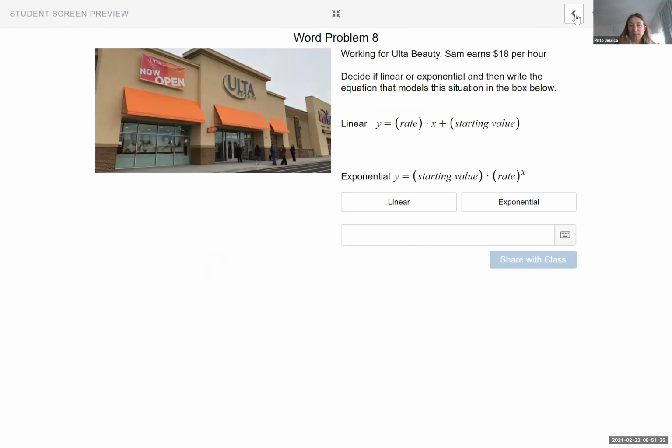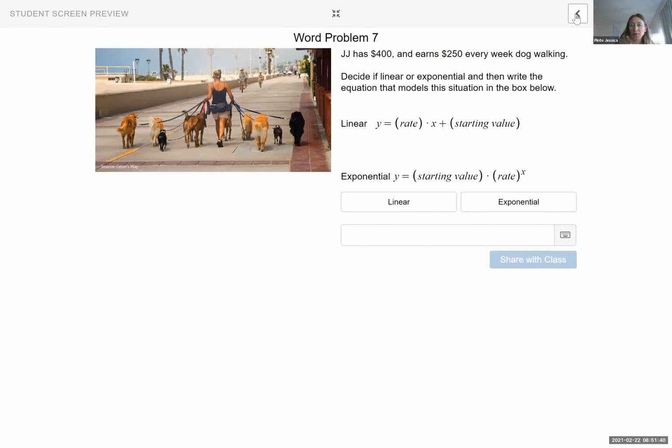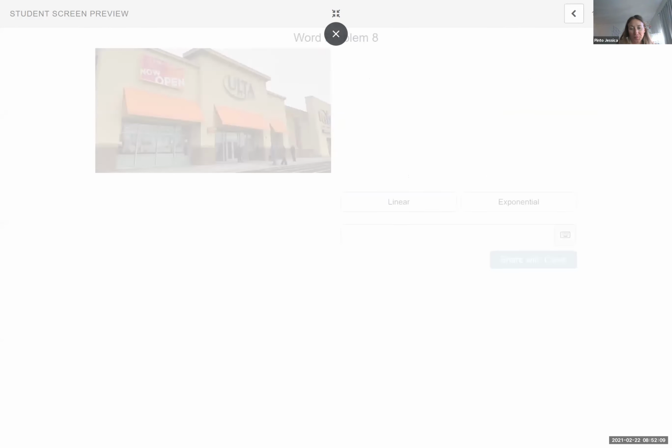Word problem 7. JJ has $400 and earns $250 every week. So 250 is an exact number. It's not a relationship, so I know that it's linear. So it's y equals 250 per week is how I could say that. So 250 is the rate, plus started with $400. So these are a lot of fun. I just use the 2 numbers, put them in the right spot once I decide if it's linear or exponential.